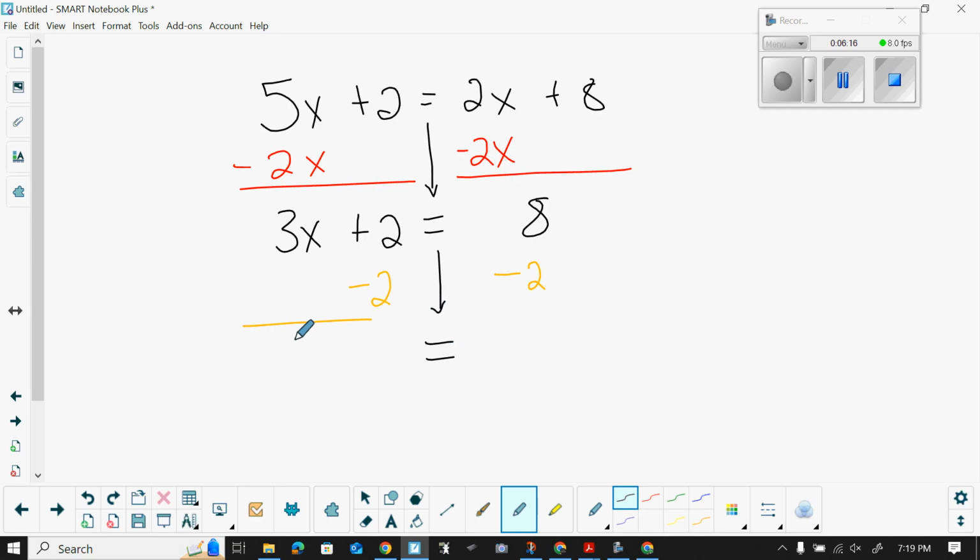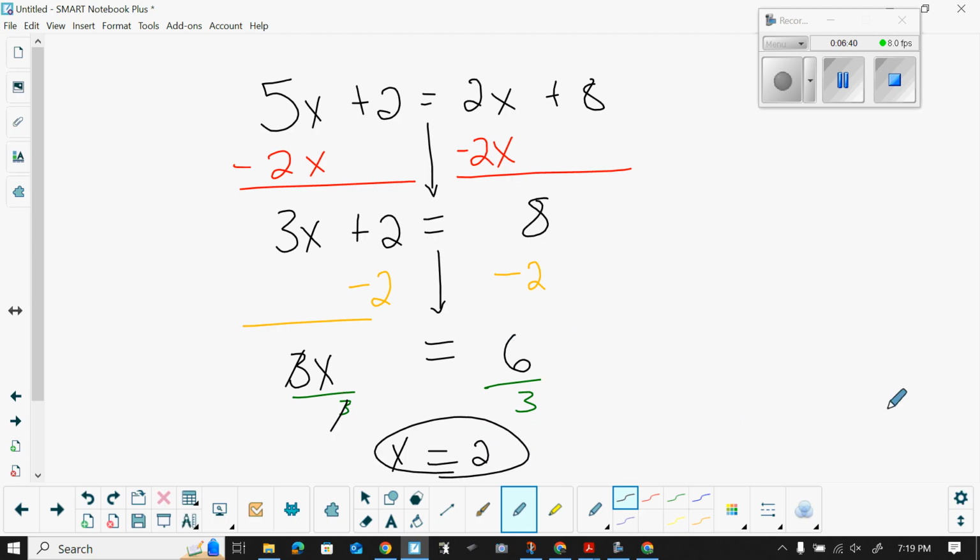3x, remember to do the math, 3x plus 2 minus 2 is gone, equals, and then 8 minus 2 is 6. And then we're going to divide both sides by 3, and we end up with x equals, because those 3's cancel, over here 6 divided by 3 is 2.